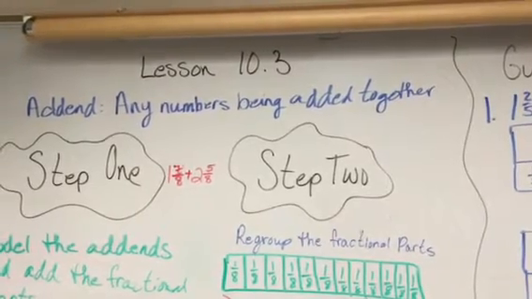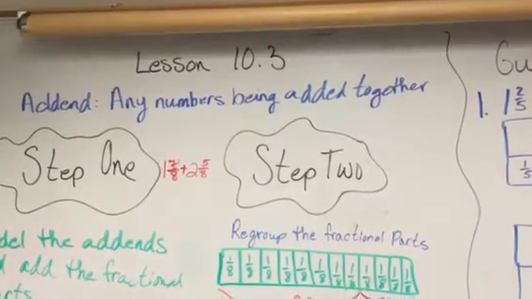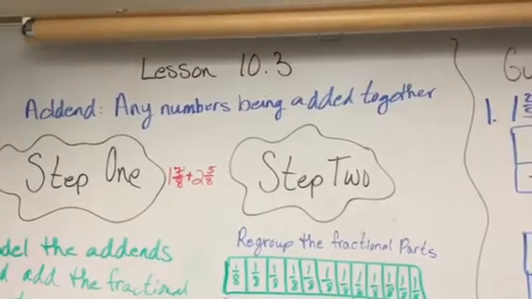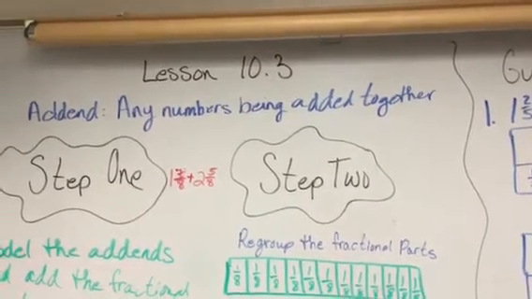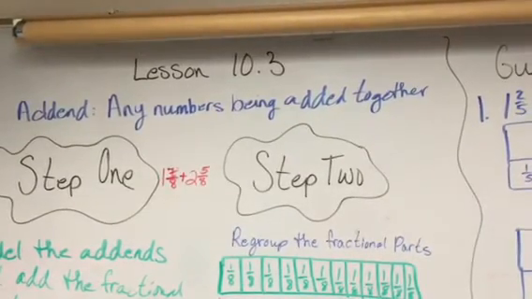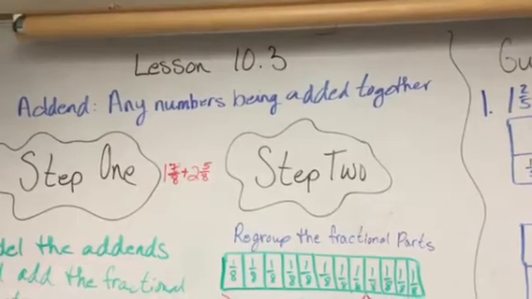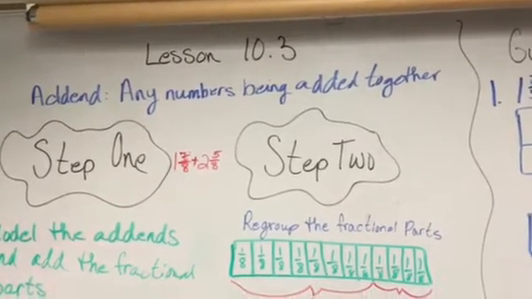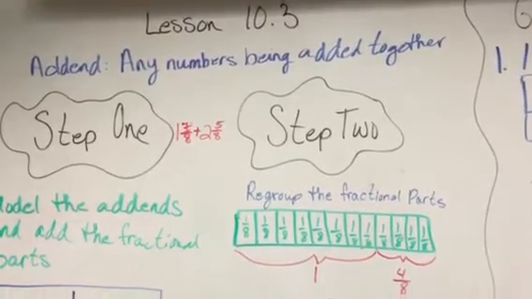Lesson 10.3. Before we begin, let's once again talk about our vocabulary. The word addend means any number being added together. Just like when you're talking about multiplication, you talk about the factors as being the numbers that you're going to multiply together. In this case, when you're adding, they're called addends. We can complete this process in 3 simple steps.